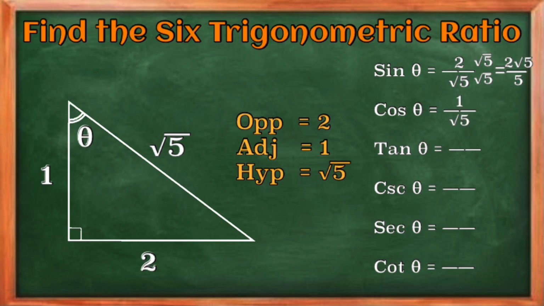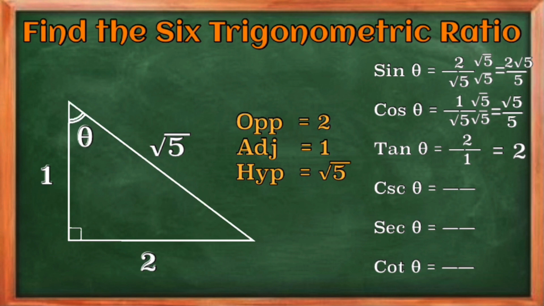And now let's have the cosine theta. Cosine theta is equal to adjacent over the hypotenuse, and adjacent side is equal to 1, and hypotenuse is equal to square root of 5. Now this time again we have a radical sign in the denominator, so multiply it again by square root of 5 over square root of 5, and we have here now cosine theta is equal to square root of 5 over 5.